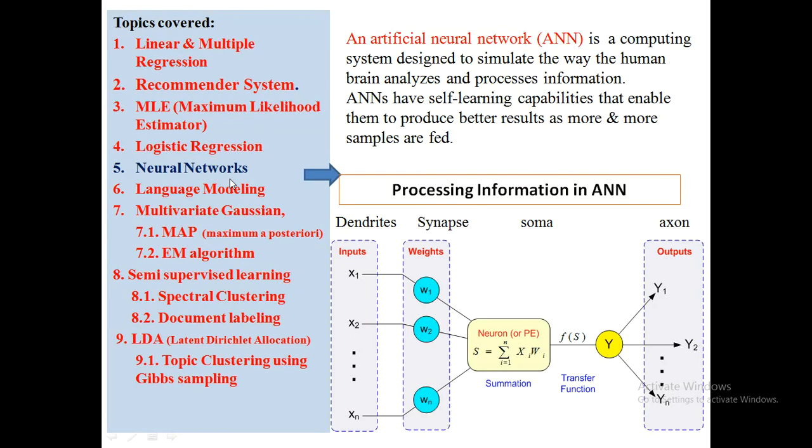The next topic we discussed was neural networks. That was very introductory only. An artificial neural network is a computing system that is designed to simulate the way the human brain analyzes and processes information. We try to imitate the behavior of the human brain. The artificial neural network has self-learning capabilities that enable it to produce better results as we provide more and more samples.